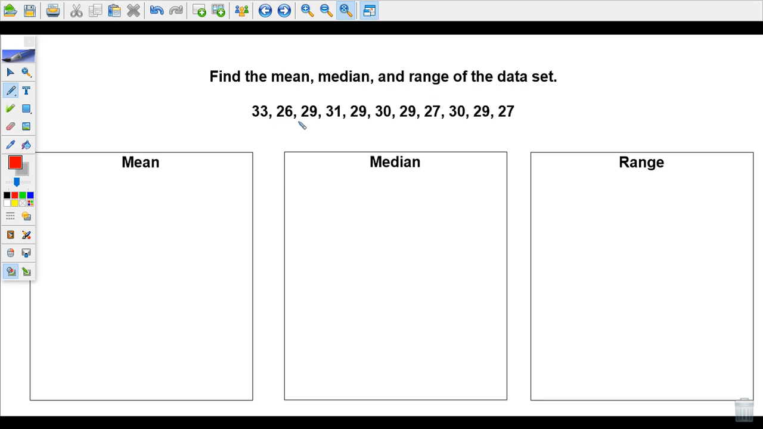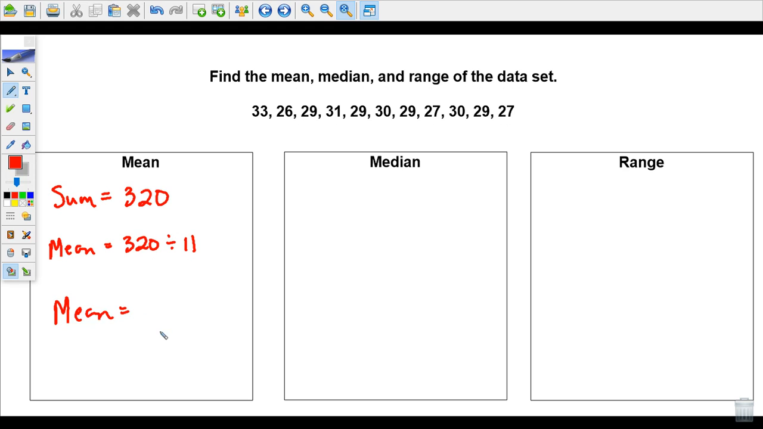So for the mean, we just have to add all these things up. So we have to do 33 plus 26 plus 29 plus 31 plus 29 plus 30 plus 29 plus 27 plus 30 plus 29 plus 27. We're going to add all of those together. When you do that, you get a sum of 320. And if I count how many there are, 1, 2, 3, 4, 5, 6, 7, 8, 9, 10, 11 numbers. So the mean is going to equal that sum divided by 11.